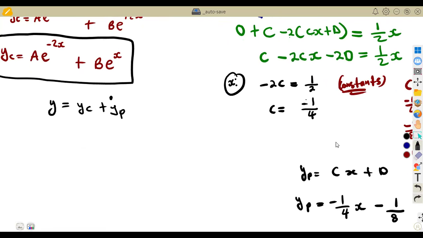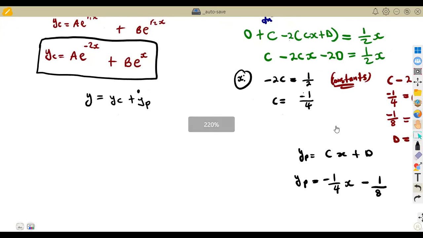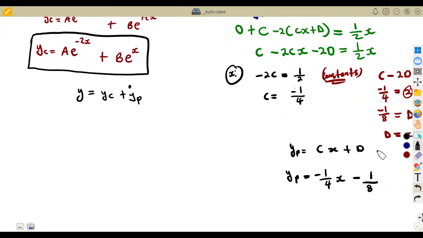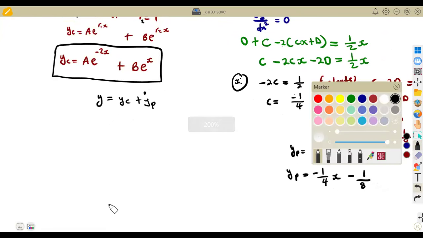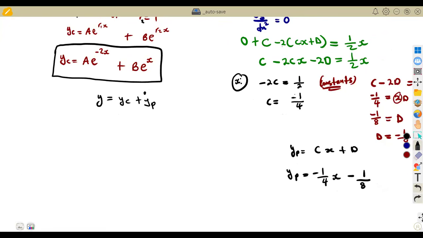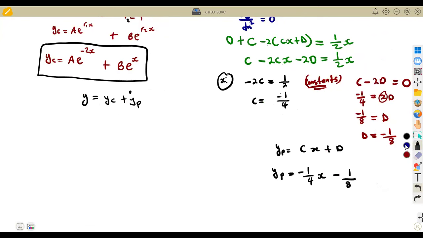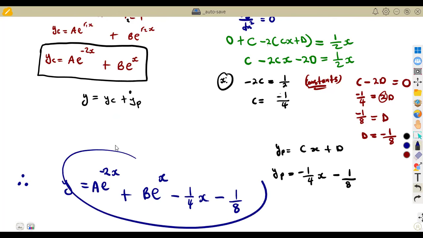So now we have to combine everything. So therefore, y is equal to yc, the complementary function, which gave us this part as it was, that is a e to the exponent of minus 2x, all right, plus b e to the exponent of x, all right? Then plus yp, so we're going to add this. We take this as it is. Plus minus is a minus. It's going to be minus 1 over 8.